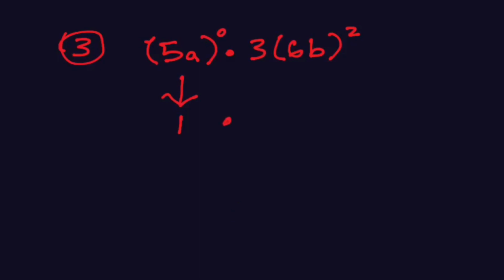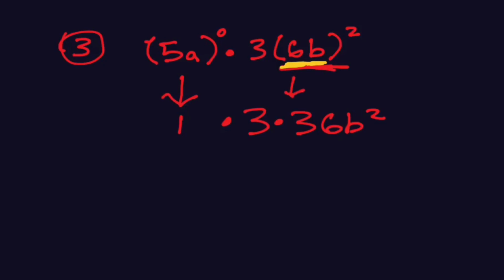So now we have 1 times 3 times 6b squared. Because of PEMDAS, we have to handle this exponent first. So this is going to become 1 times 3 times 36b squared, because when we have 6b squared, we're squaring 6, and then we're squaring b, and then multiplying them together to get 36b squared. So 6b all squared is equal to 36b squared. So now we have 1 times 3 times 36b squared.